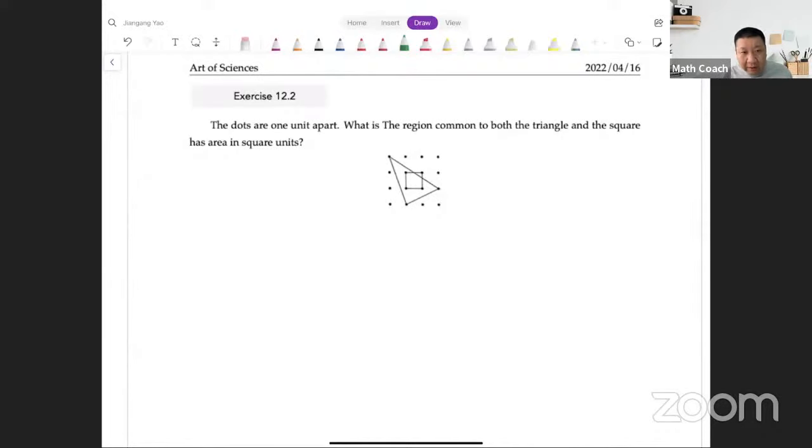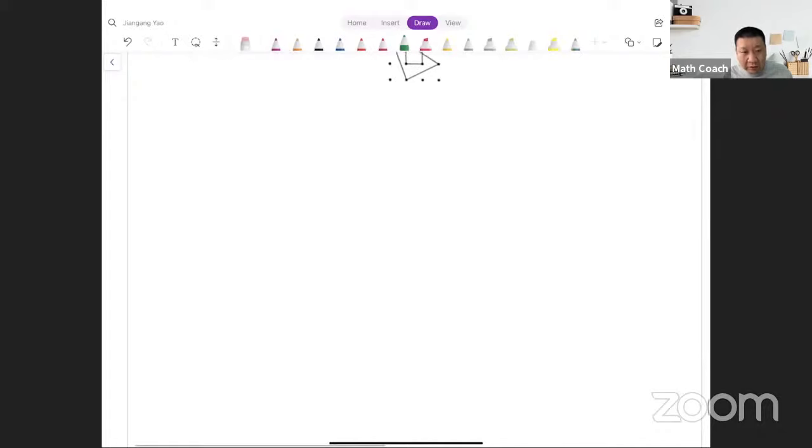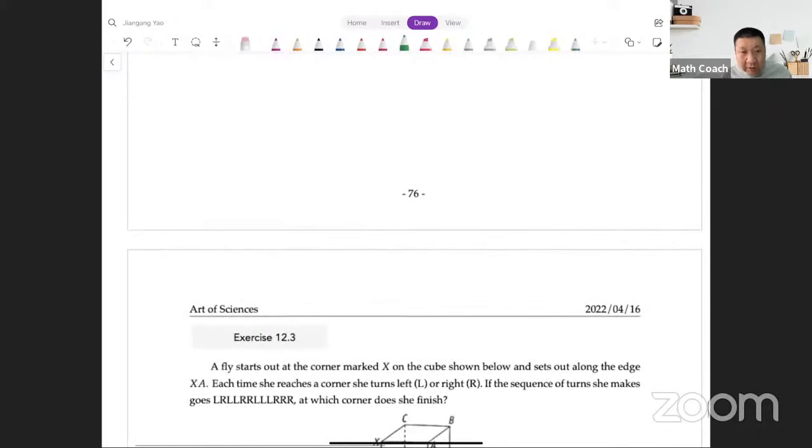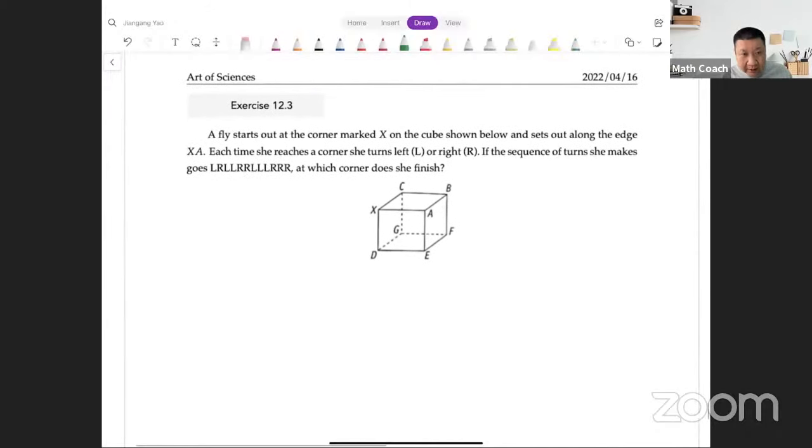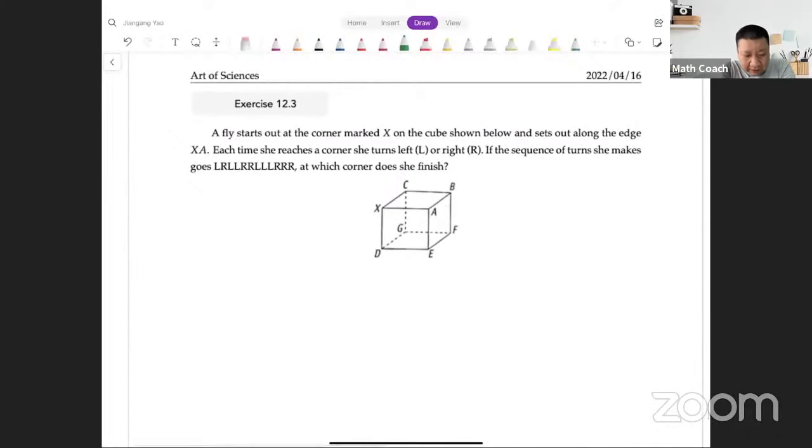Okay, so now we are going to do question 3. A fly starts out at the corner marked X on the cube shown below and sets out along the edge XA. Each time she reaches a corner, she turns either left or right. If the sequence of turns she makes goes LR, LLRR, LLLRRR, at which corner does she finish?